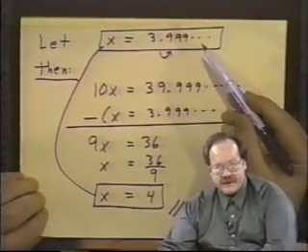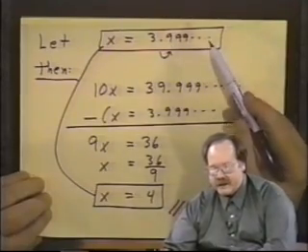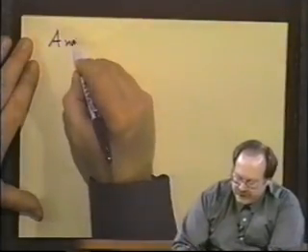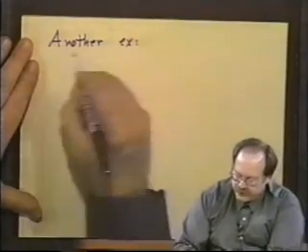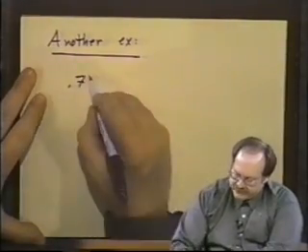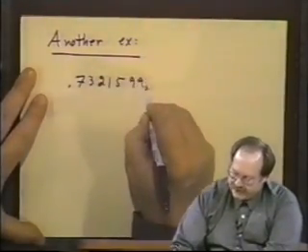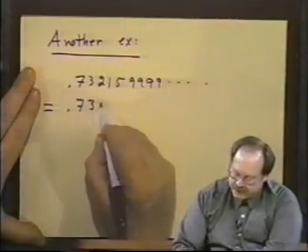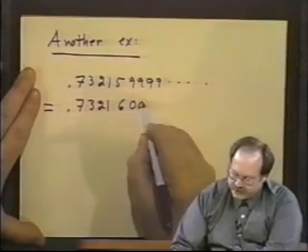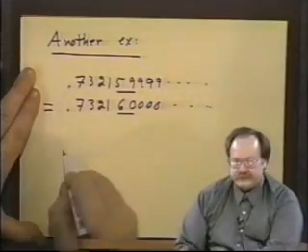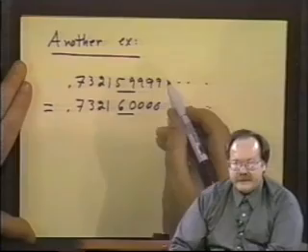It only happens in this specific case, where there's an infinite number of 9's. But it is enough to give you pause. Let me show you one more example, and then we'll stop talking about real numbers. Another quick example looks like this, just to show you what can occur inside a number. 0.7321599999 out to infinity. This is going to be the same as 0.73216000. So the 59 becomes a 60.